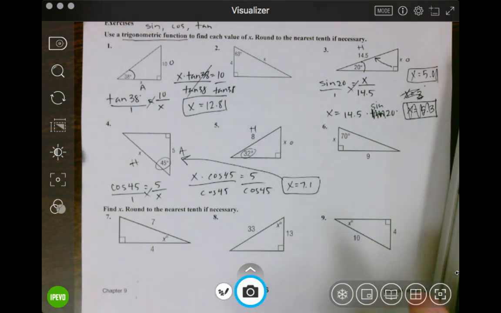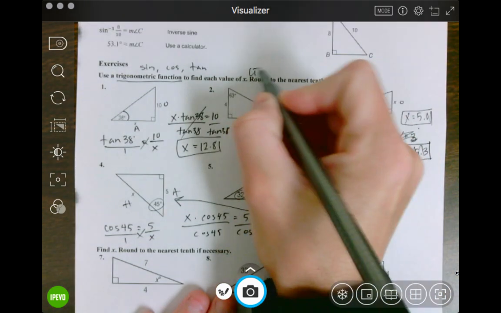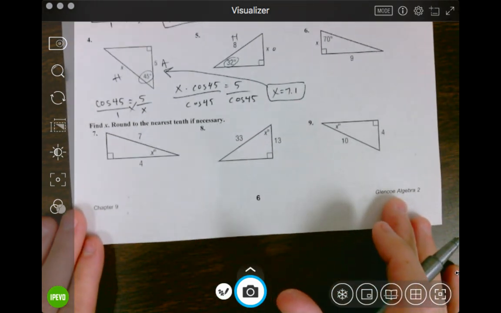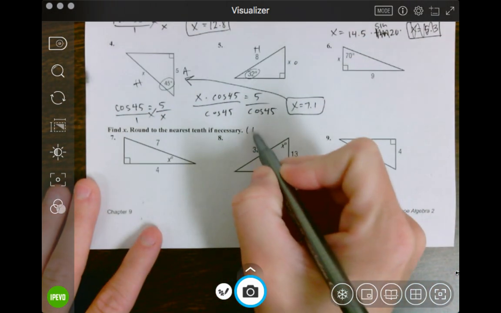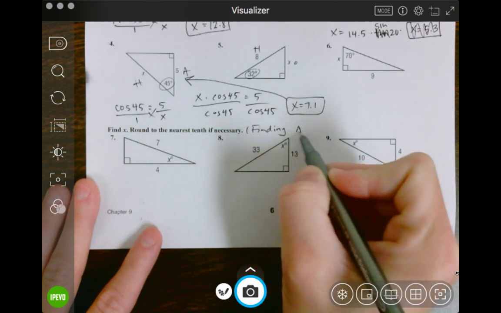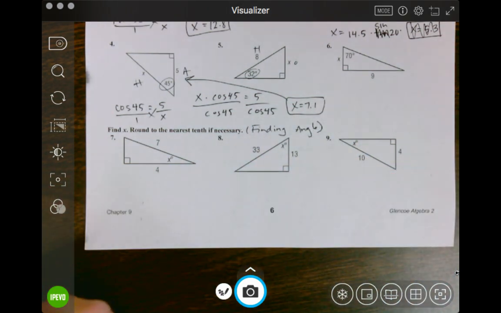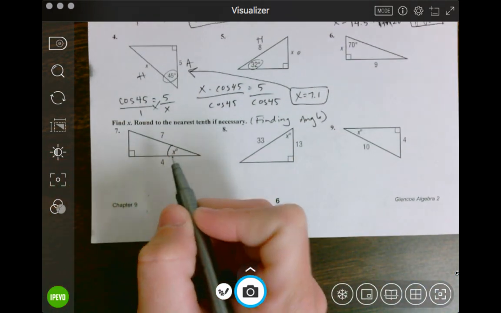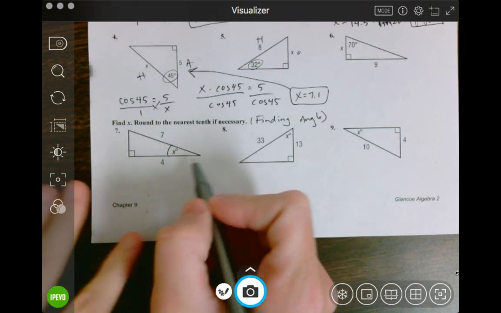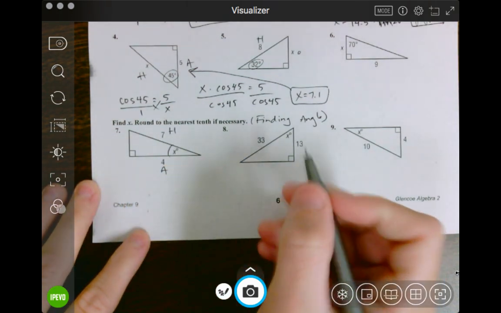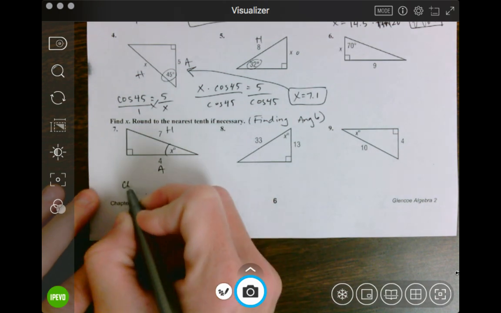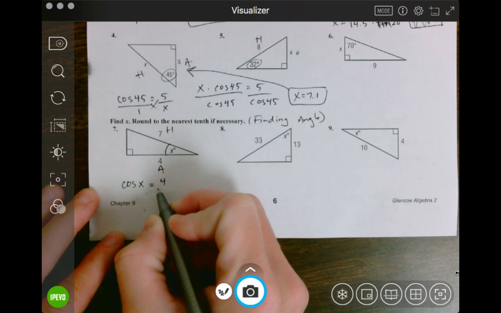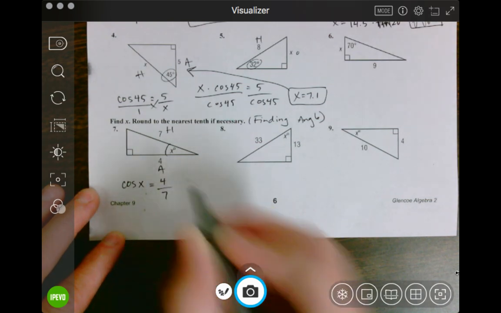Okay, so notice on these ones, finding a side. Here we are finding, notice where our x is in an angle. So we have to use our inverse. So here's x, and again, stick with your main three: sine, cosine, tangent. It's given me adjacent and hypotenuse. So that would be cosine. So we have cosine of x equals adjacent, which is 4, over hypotenuse, which is 7.